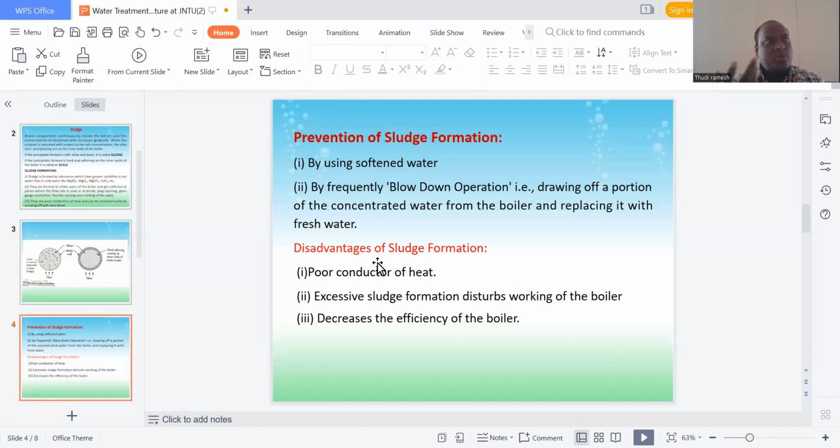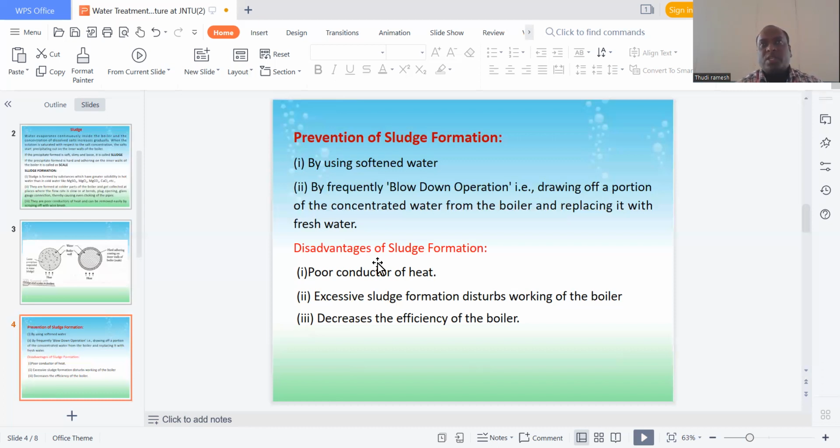By blowdown operation, we can remove sludge very easily. But if they form scale, then they are going to get firm and stick hard to the boiler material. So to remove them is very difficult when compared to sludge. So these sludges should be removed by making use of the blowdown operation, or by considering softened water, we can prevent this sludge formation here.